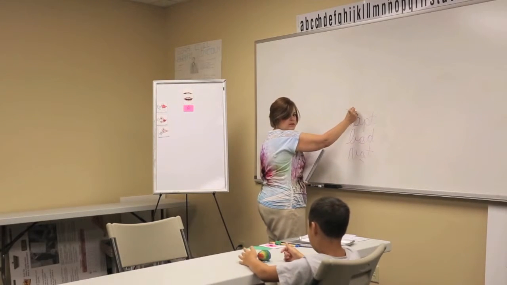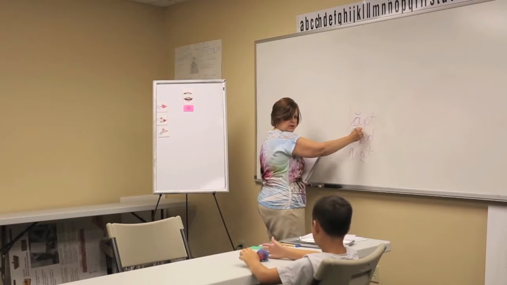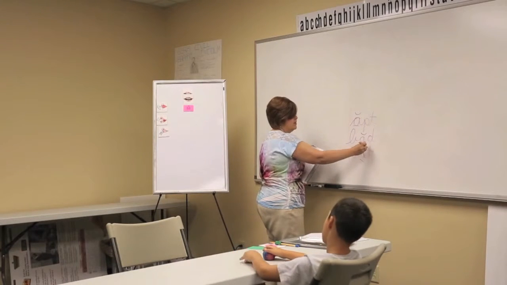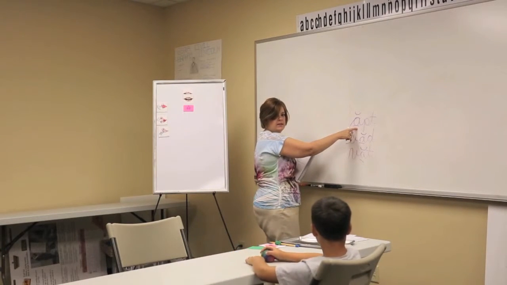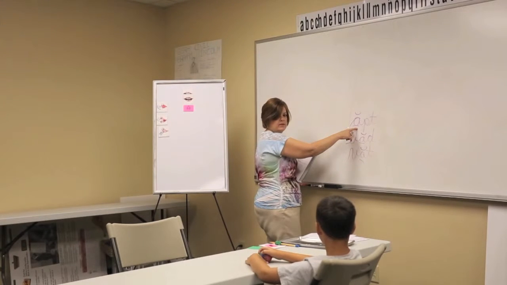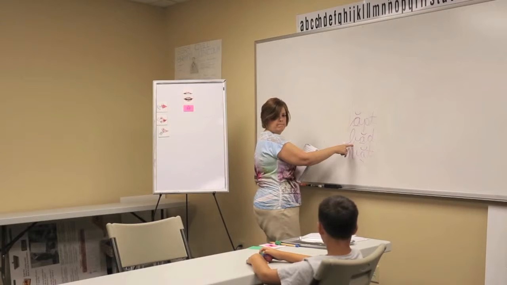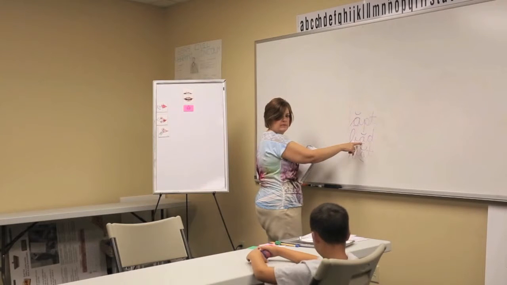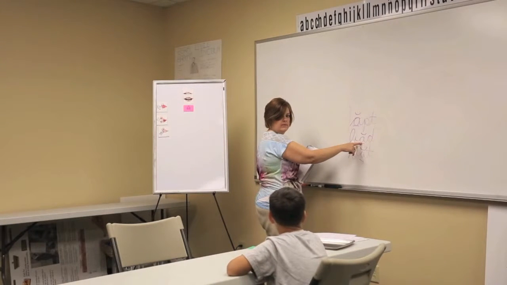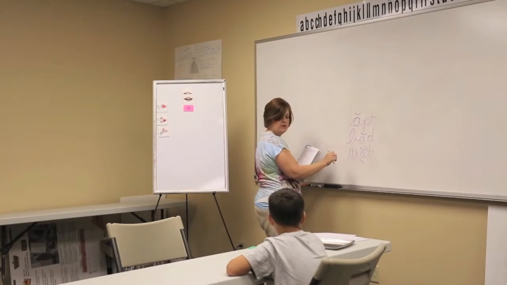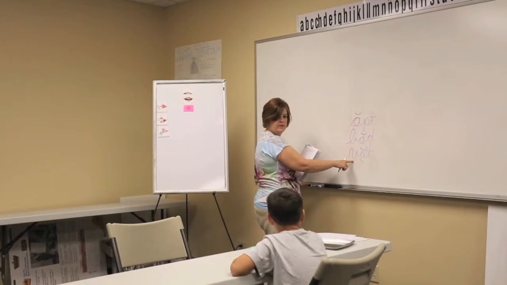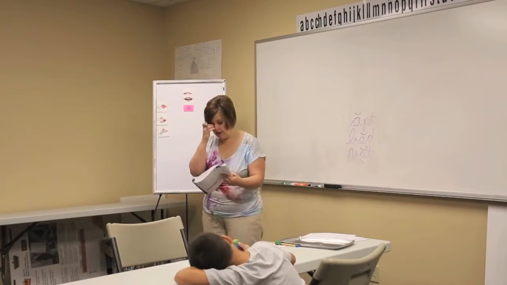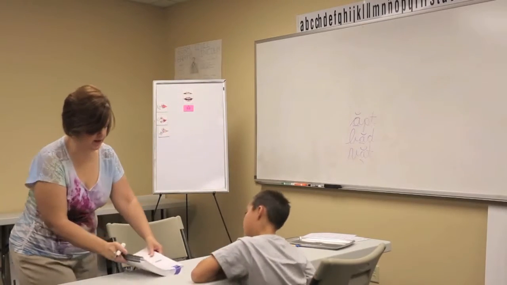Code it with a breve. A vowel in a closed syllable is short. Code it with a breve. Read those words to me. At. B. The. Read the whole thing. Okay. Nice job.